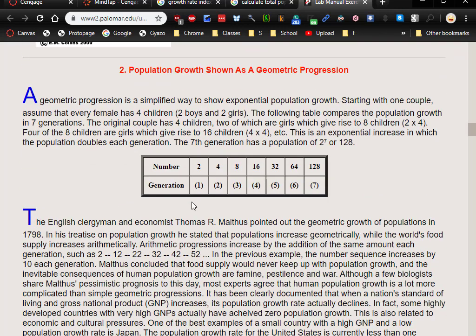Do they ever give us the population growth shown as a geometric progression? The geometric progression is a simplified way to show exponential population growth. Starting with one couple, assume that every female has 4 children. The following table compares the population growth in 7 generations. So you double your population each time. First generation is 2, second generation is 4, 8, 16, 32, 64, and 128.